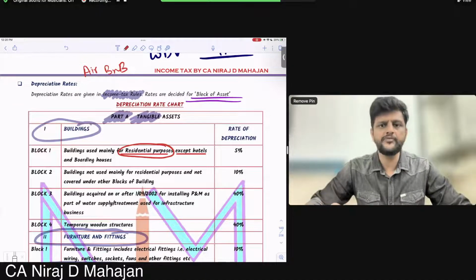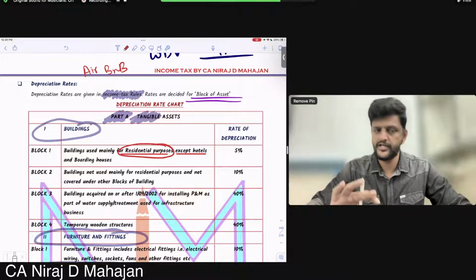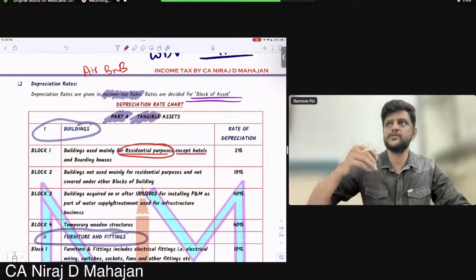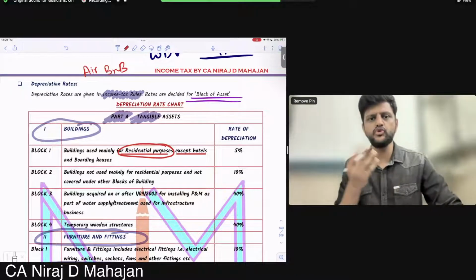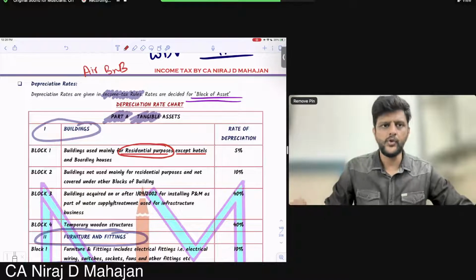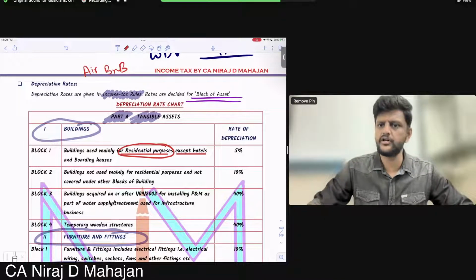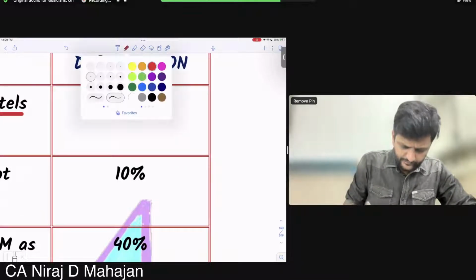So, which building are we talking about, Nitin? See, our assessee is an employer. He is doing business. So he has spent on a building which is used for residential purpose, but that building is not a hotel or a lodging. So, bachcho, which buildings are these? Those which are given to workers for stay, workers colony. So, for your example, you can write down here.